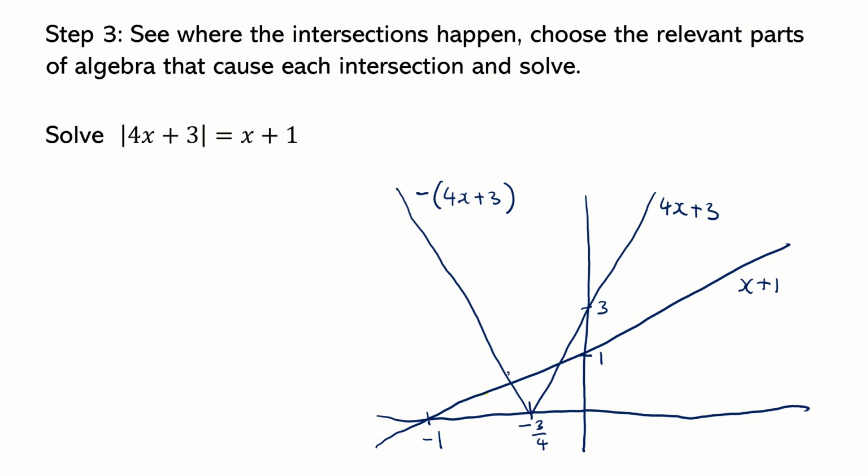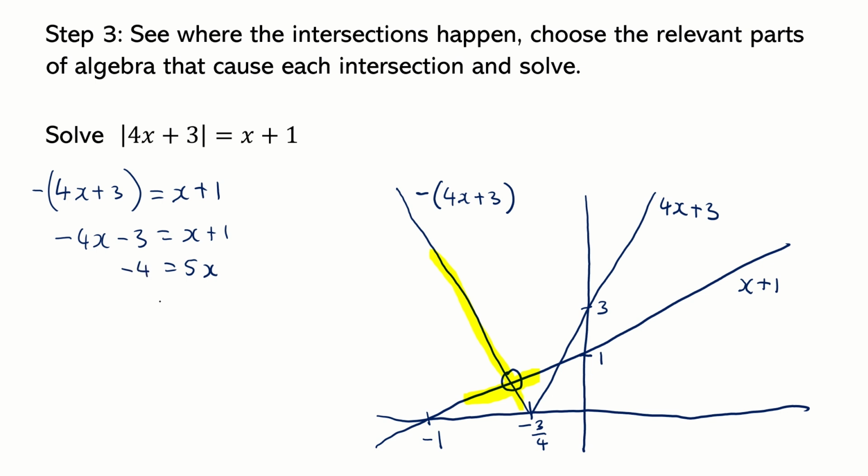For instance, we can see that this point of intersection occurs when the graph of minus 4x plus 3 intersects with the graph of x plus 1. So guess what? If we want to find that intersection, we just have to set minus 4x plus 3 equal to x plus 1. And we just have to solve that to get that solution. So going ahead and doing that, multiplying out the brackets first of all, moving the x's onto the right hand side, taking away 1 from both sides, means we get x equals minus 4 over 5.